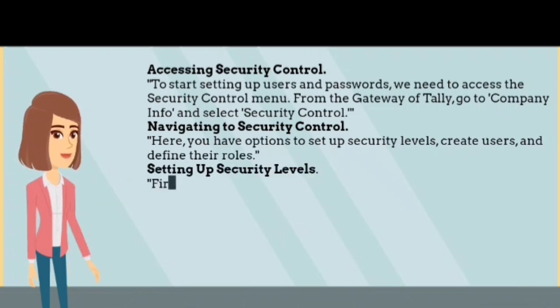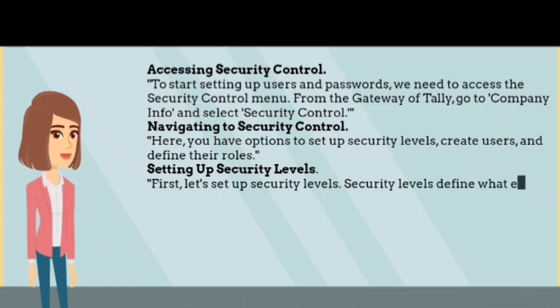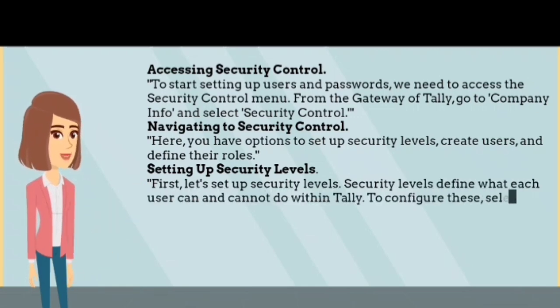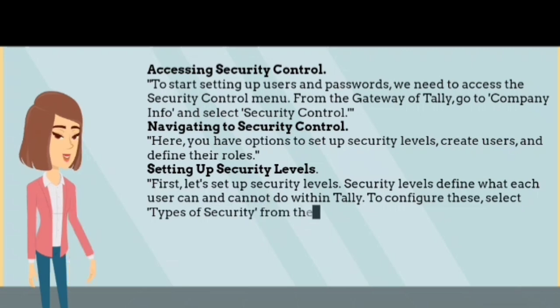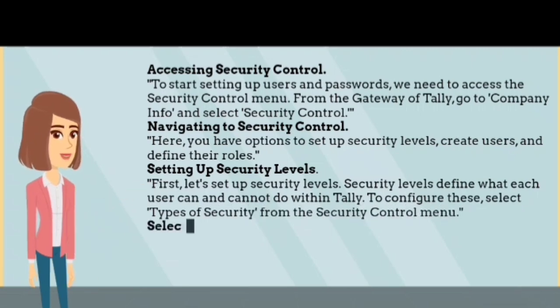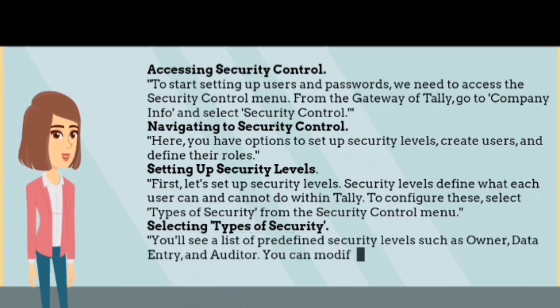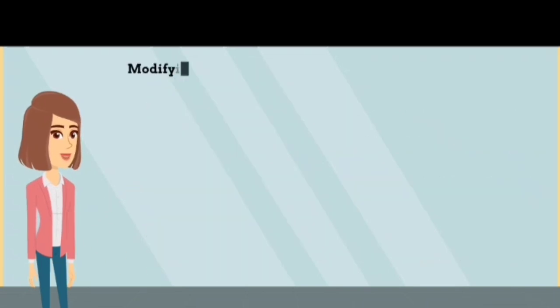Setting up security levels. First, let's set up security levels. Security levels define what each user can and cannot do within Tally. To configure these, select Types of Security from the Security Control menu. Selecting Types of Security. You'll see a list of predefined security levels such as Owner, Data Entry, and Auditor. You can modify these or create new ones based on your requirements.